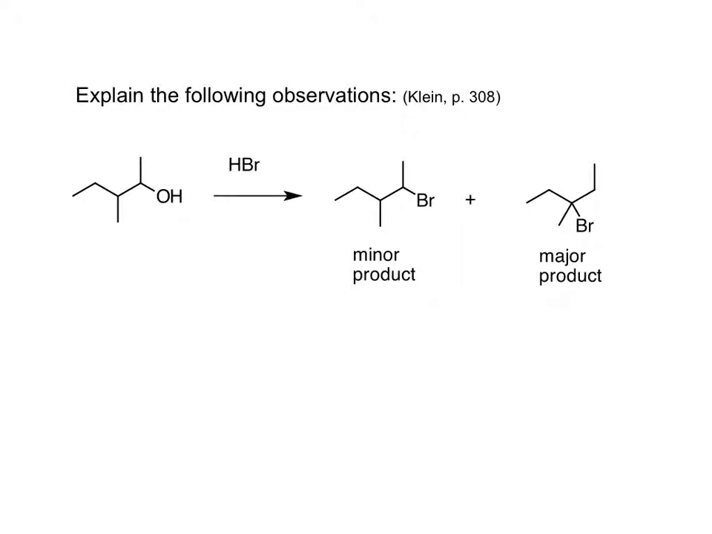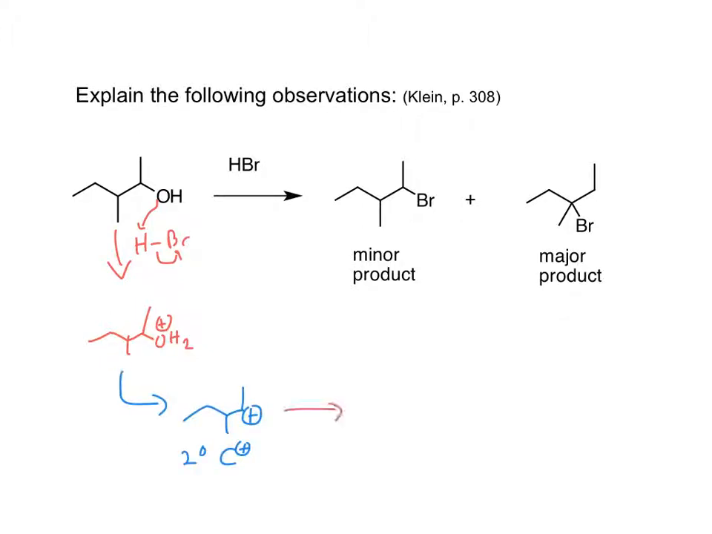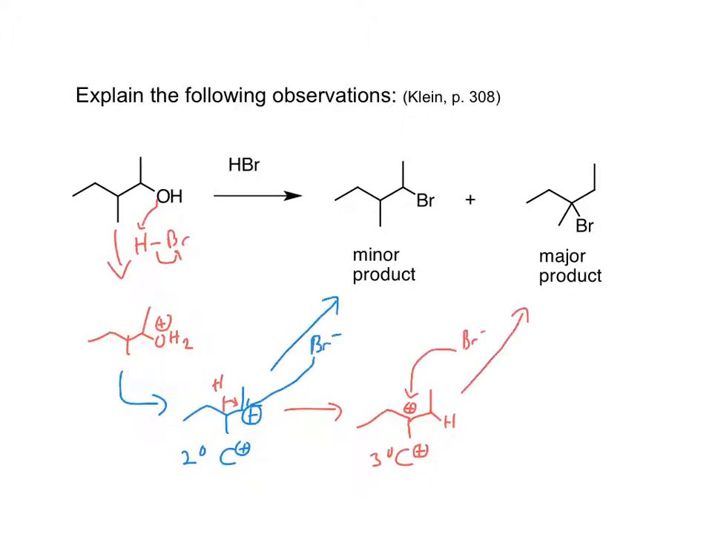So here's the mechanism. Make the leaving group better. Then the leaving group leaves to form a secondary carbocation. Check to see if that carbocation can rearrange. The secondary carbocation can rearrange to a tertiary carbocation. And then the product forms.